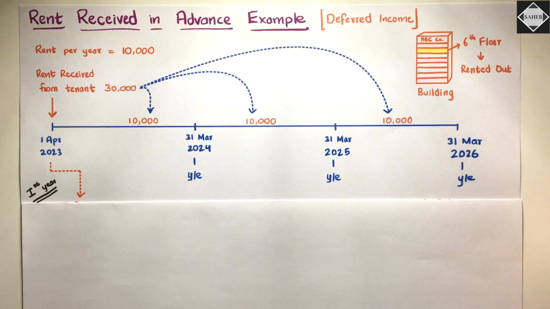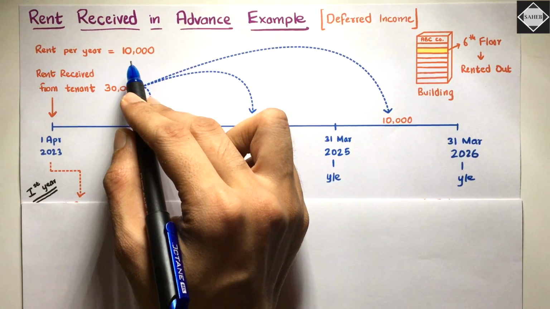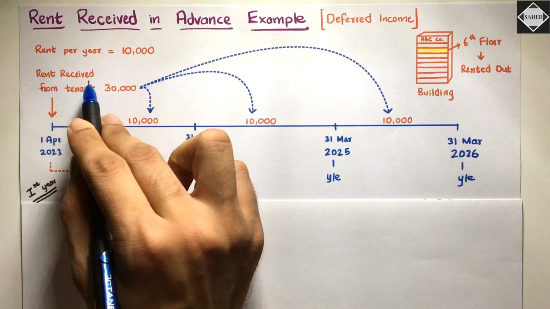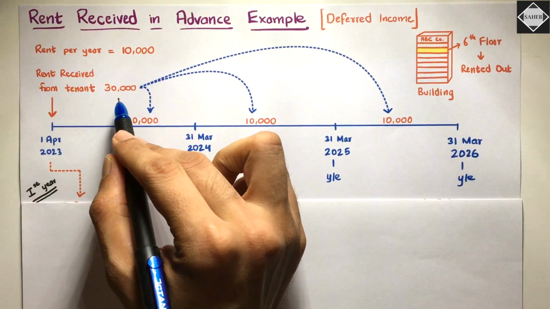to another company, a third party. And that's what most companies do, right? They rent out the unoccupied spaces which they have no use for. Is that clear? Okay, so that's what we did. And the rent per year was 10,000, let's say. And the rent which we receive from the tenant on the day when we sign the contract, let's say, is 30,000.